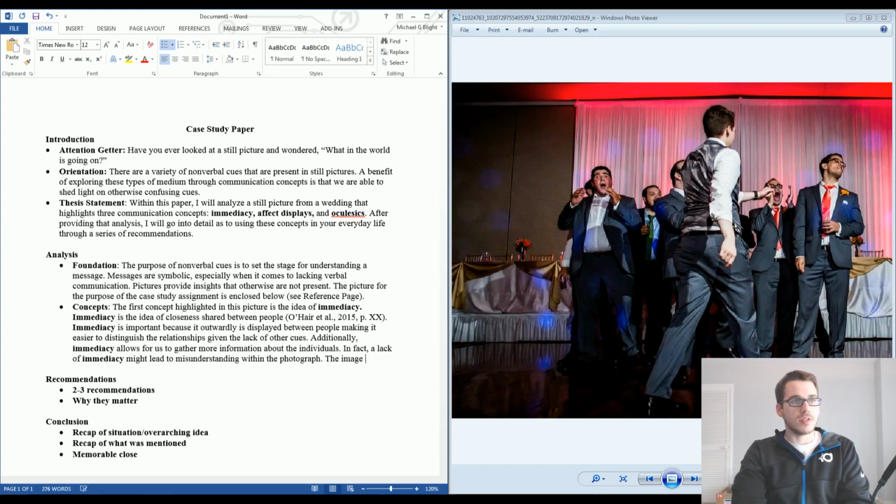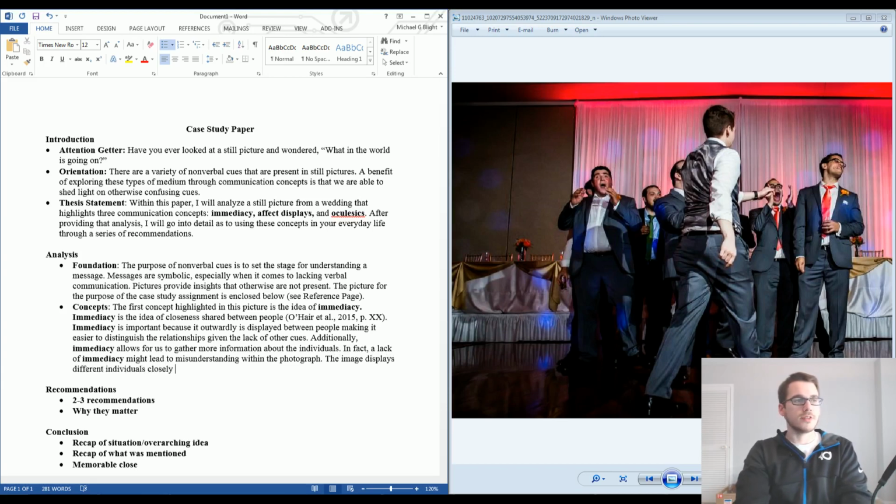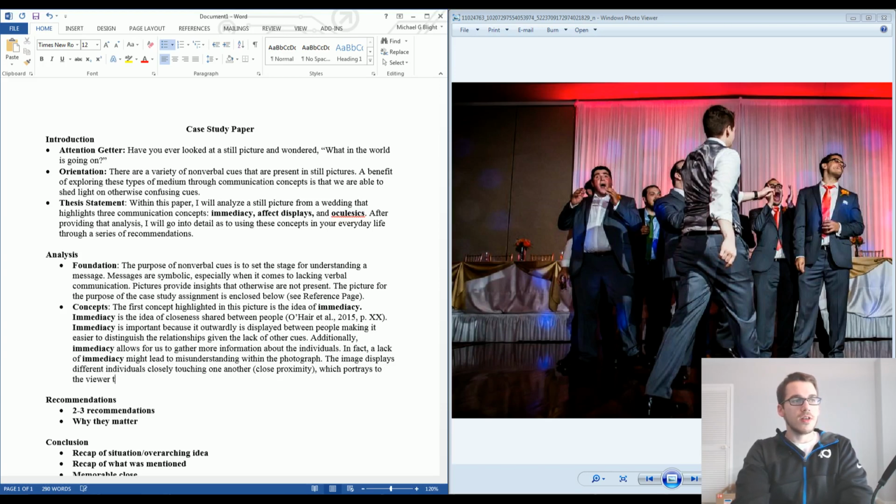The image displays different individuals closely touching one another. That sounds inappropriate. Touching one another, or I guess maybe probably close proximity. And we can talk about proxemics, which explains, or which maybe portrays to the viewer that there is an already pre-existing relationship. And I could maybe drive this point home a little bit further, okay?